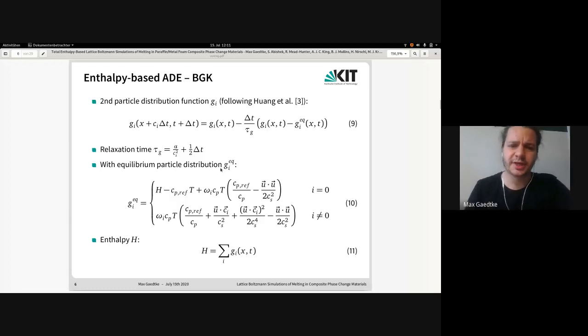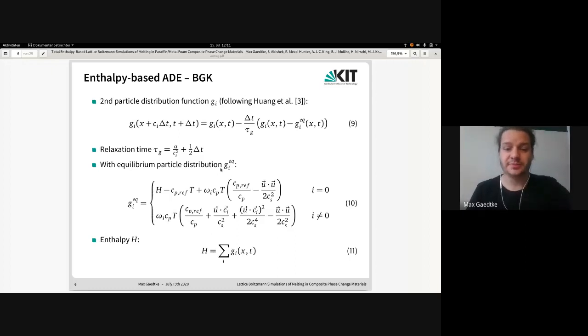A little more interesting is how to get the enthalpy-based advection diffusion equation into the lattice Boltzmann algorithm. And for the BGK equation here in equation 9, a second particle distribution function, the relaxation time is now a function of the local diffusivity, which is a local and spatial derivative. It's a function of the space.